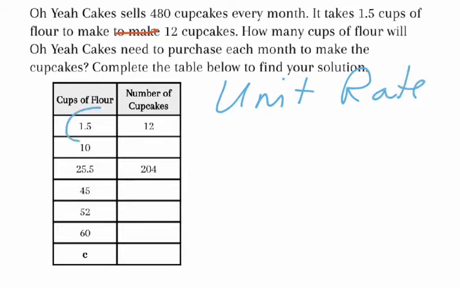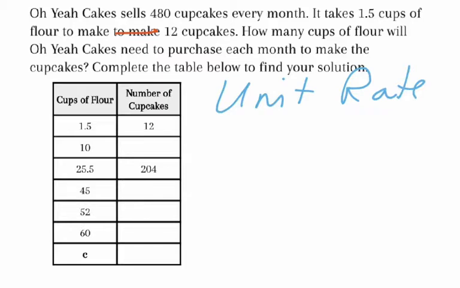Unit rate is like if they had 1 cup of flour in there, we would have the unit rate. We don't have it. They have 1.5. It's close, but we want the unit rate. How many cups of flour do we need? Or for 1 cup of flour, should I say, how many cupcakes are we going to get?